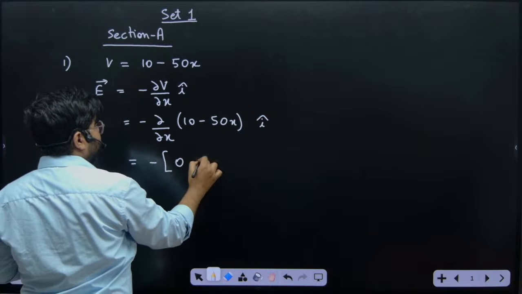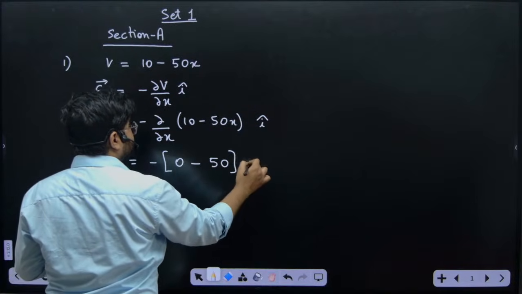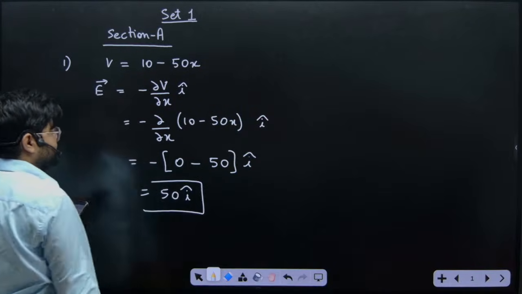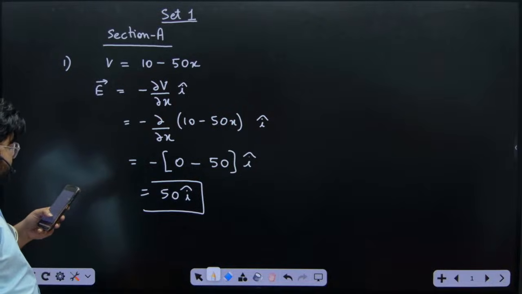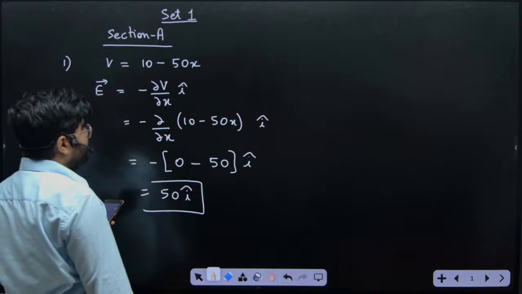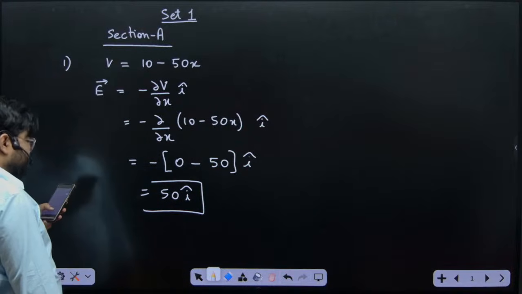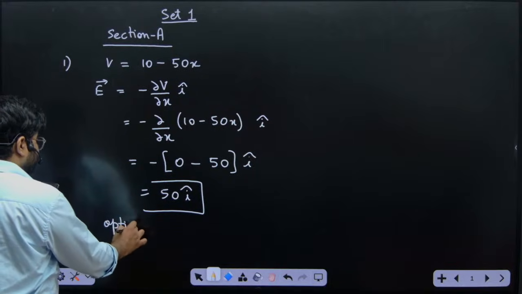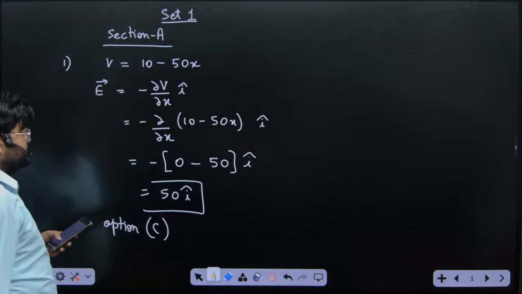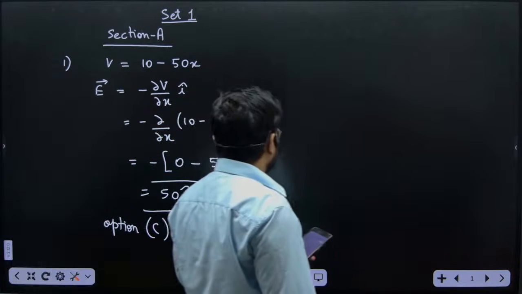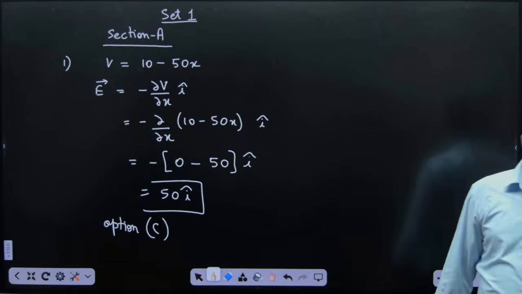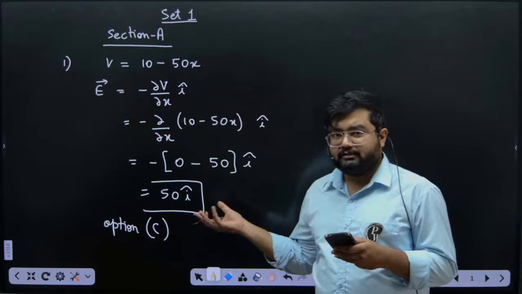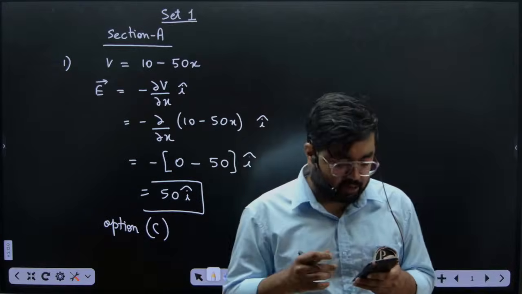So this is the answer. For the first question, the electric field is 50 and it is directed along the positive x-axis, not the negative x-axis. So option C seems to be the correct answer here. The first question is fairly simple, quite a common question.